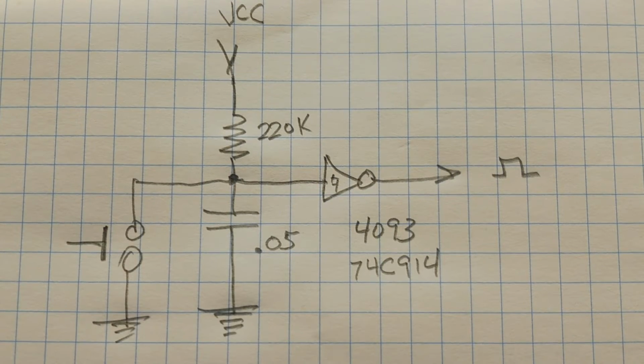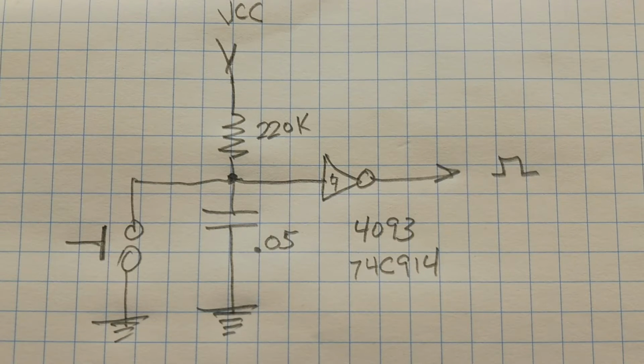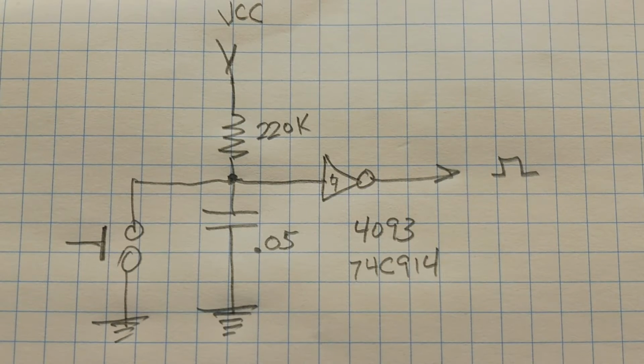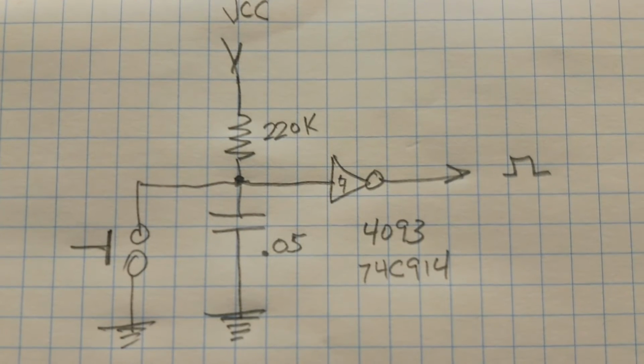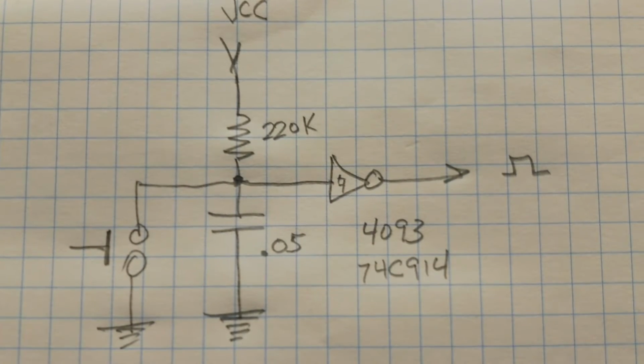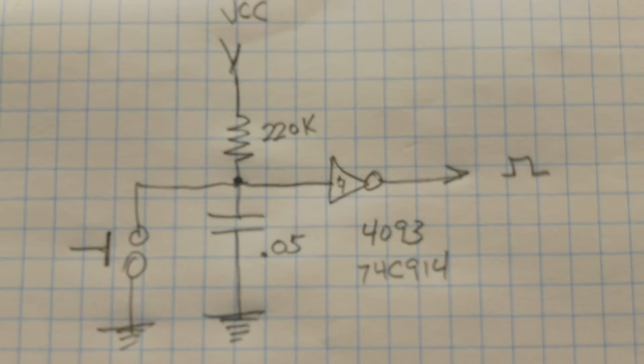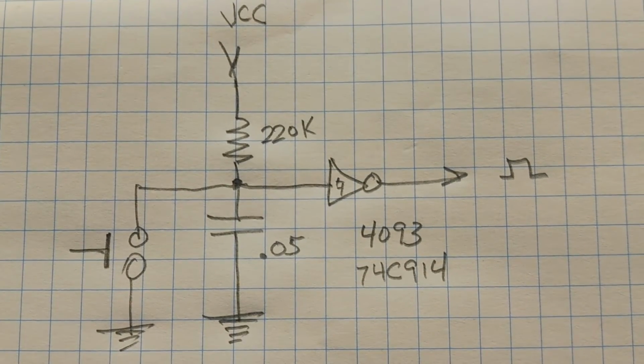So the capacitor charges up through the resistor to VCC, and that's fed into the input of the inverter, so the output will be low. Now when the push button is pushed, it will short the 0.05 microfarad capacitor to ground, to 0, and now force the output of the inverter high.